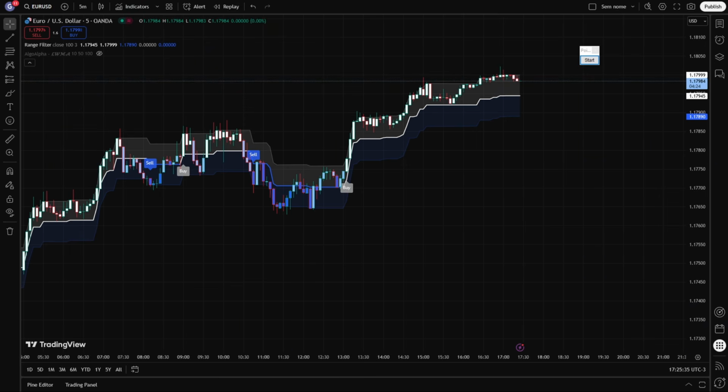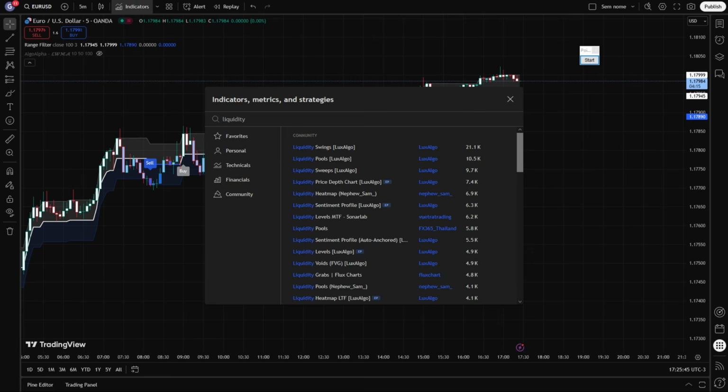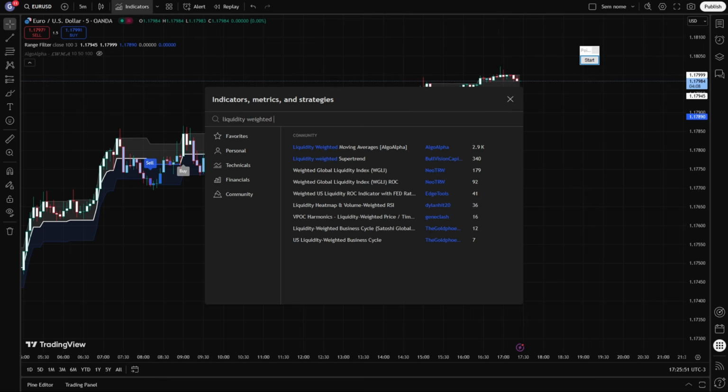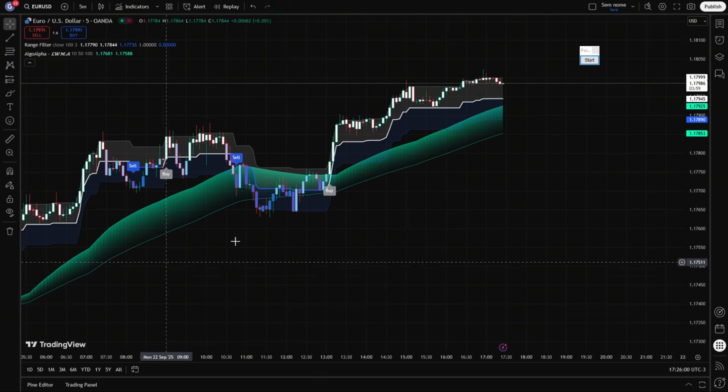So we're going to add the liquidity weighted moving average now. How are we going to find it? In exactly the same manner. We'll go to the indicators and then we will add the liquidity weighted, and then the algo alpha option will instantly appear here for you to select. Just click it and it will show up on your chart, just like it is on mine. We can keep the settings as they come from the factory.